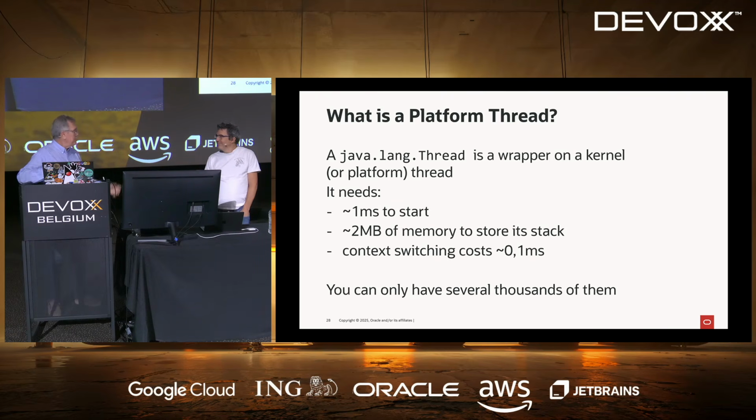And well, let's go. So first, a thread is a wrapper on a platform or kernel thread that takes about 1 millisecond to start and consumes 2 megabytes to store its stack upfront. Why is it allocated like that? Because this piece of memory needs to be contiguous, and so people tend to allocate not too much but not too few memory so that they can store everything they need.